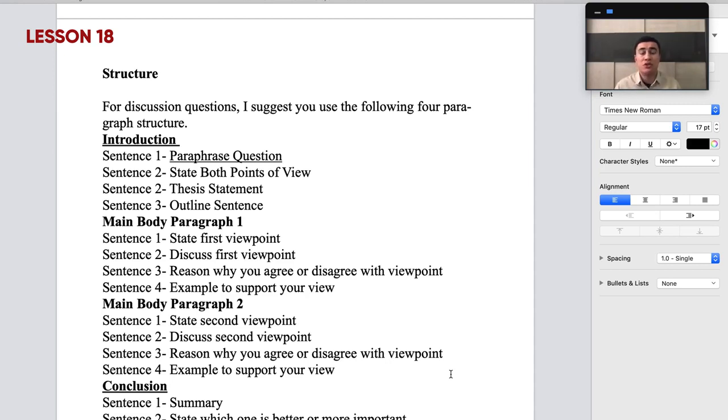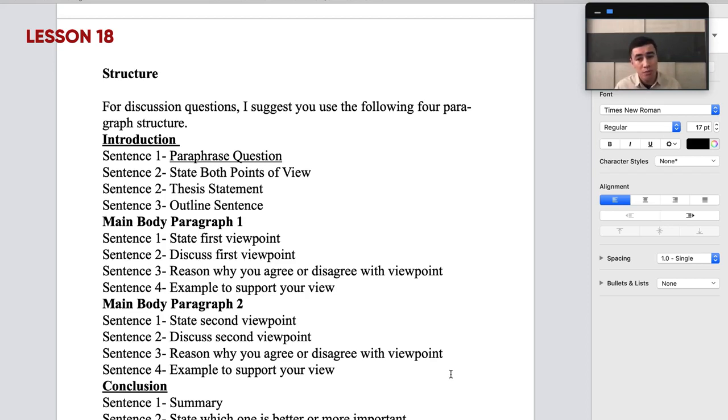First paragraph is going to be an introduction, guys, and in your first sentence you should simply paraphrase the question. So you should rephrase it, use different words, synonyms, and keep the main idea. Remember, examiners will take into account how good you are at paraphrasing. Second, state both points of view, then a thesis statement, and of course your third sentence is going to be your outline sentence.